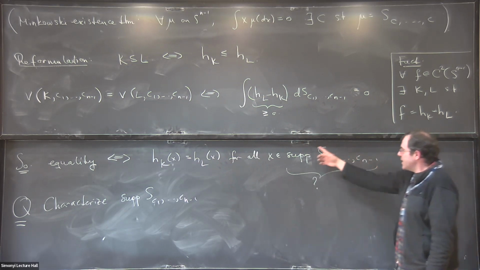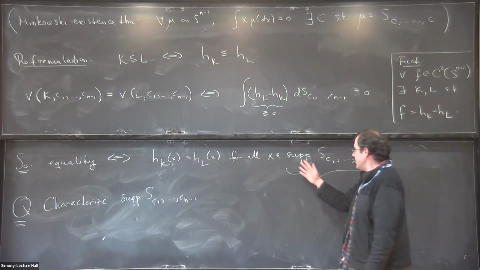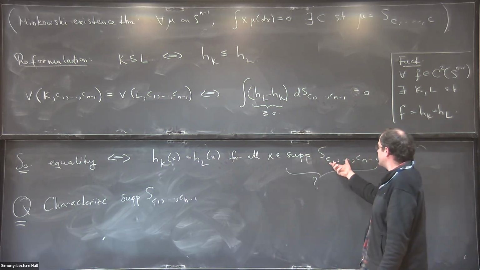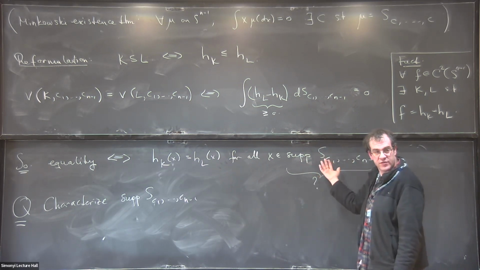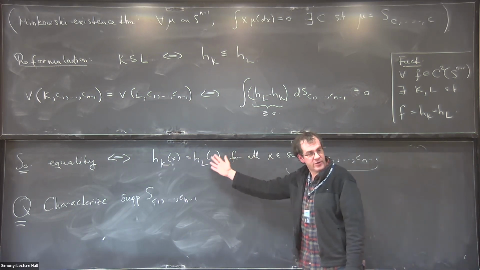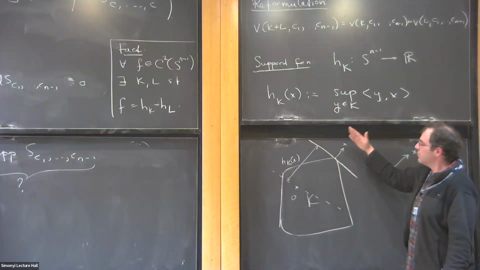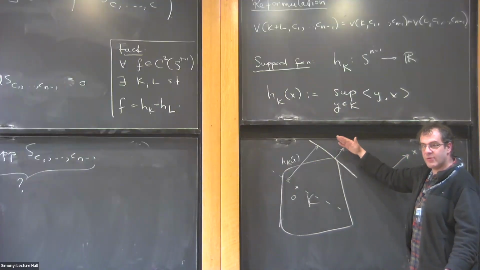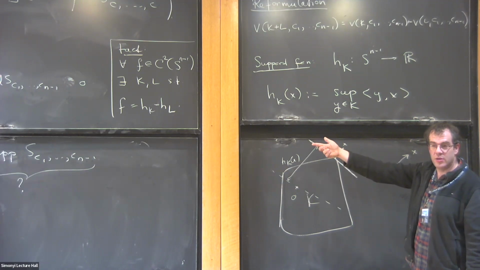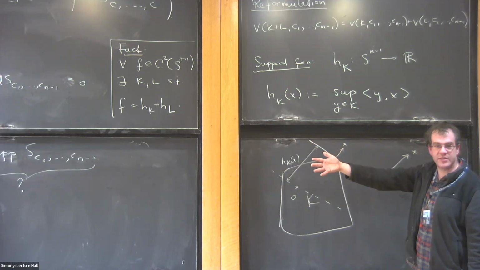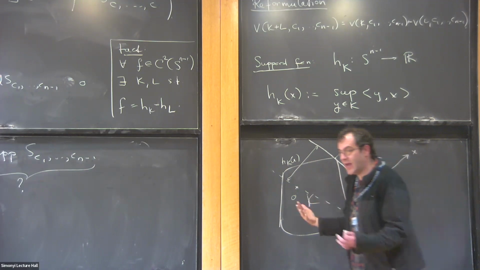So the real question here is to characterize the support. Because you see, if I can characterize the support geometrically, as some subset of the unit sphere, then this gives us a complete geometric characterization. Because it says that those two bodies must have the same supporting hyperplanes in those directions which are in the support of that measure. So the only question here is to characterize the support of that measure. Right? That's the question that we have to answer.